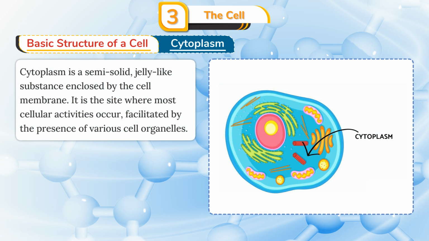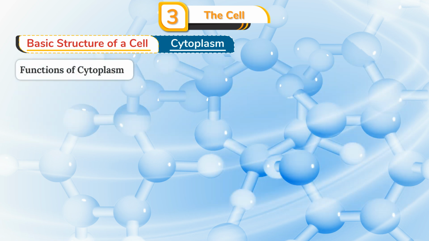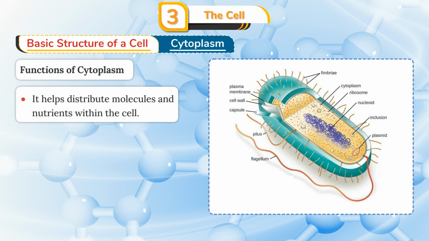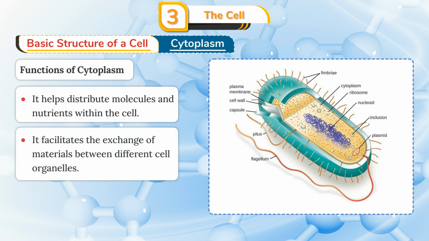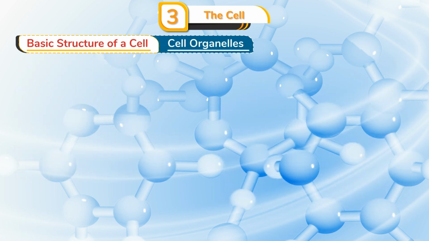Cytoplasm. Cytoplasm is a semi-solid, jelly-like substance enclosed by the cell membrane. It is the site where most cellular activities occur, facilitated by the presence of various cell organelles. Functions of cytoplasm. It helps distribute molecules and nutrients within the cell. It facilitates the exchange of materials between different cell organelles.